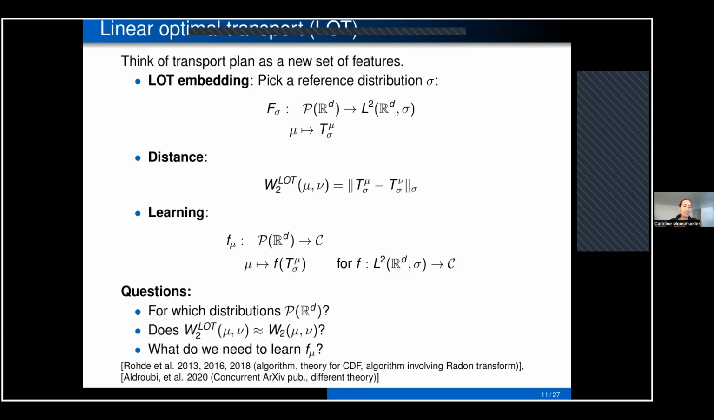What are the settings under which we can approximate the non-linear distance by the linear distance? And what are the assumptions that we need to actually learn the original classifier, or a function that goes from the non-linear space to the linear space? So what assumptions do we need? These are the questions I want to discuss. But this is the setup. This is the embedding setup based on optimal transport.